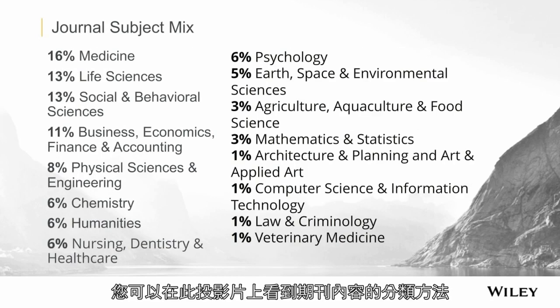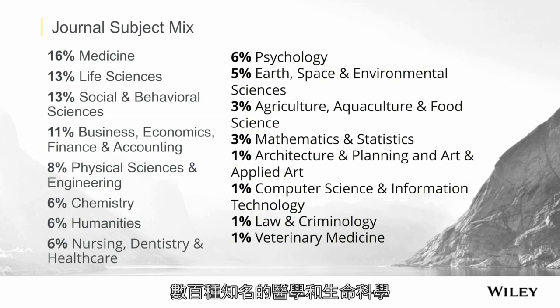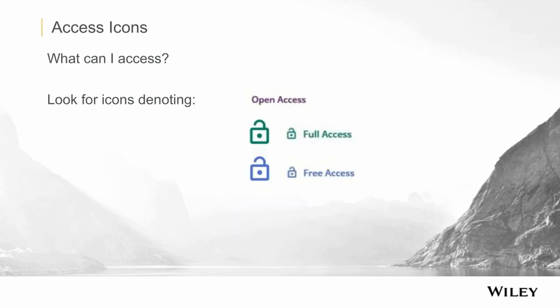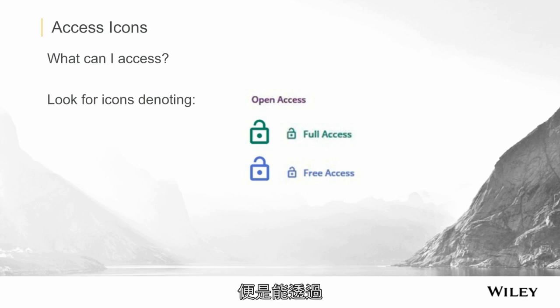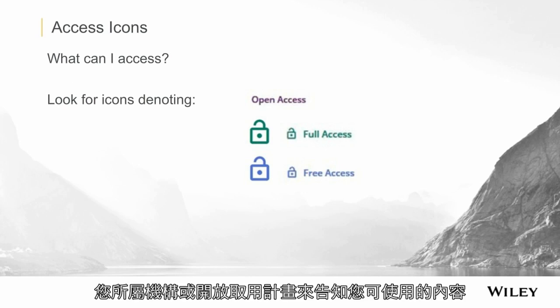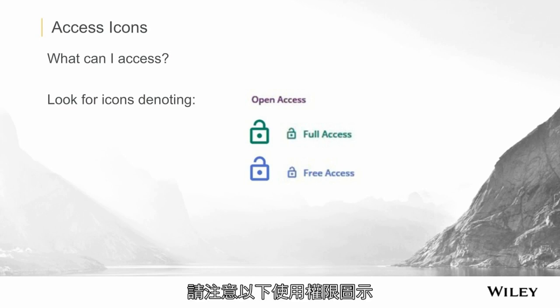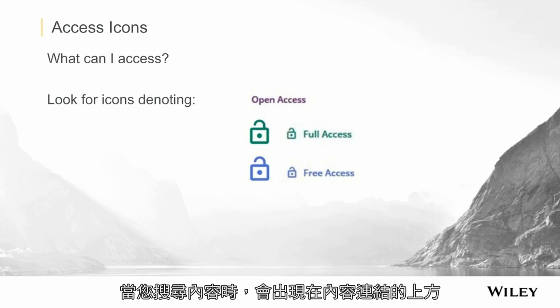You can see on this slide how our journal content breaks down, with hundreds of renowned journals in medicine and life sciences, business, finance and social sciences, and physical science and engineering. One of the most useful tools when browsing content on Wiley Online Library is the ability to tell what content you have access to via your institution or via open access initiatives. Look out for the following access icons above each content link when you search for content.